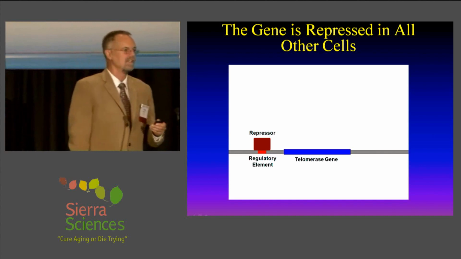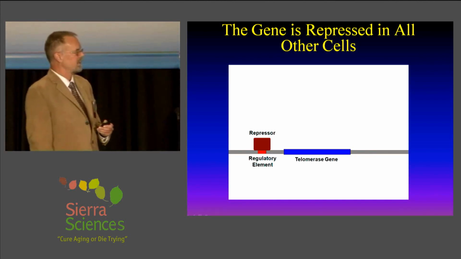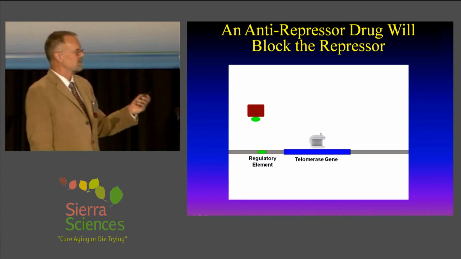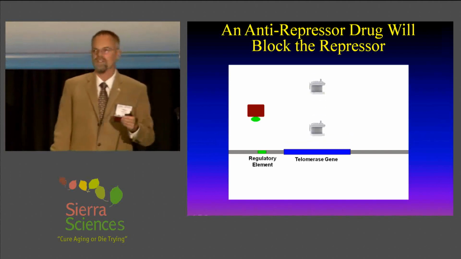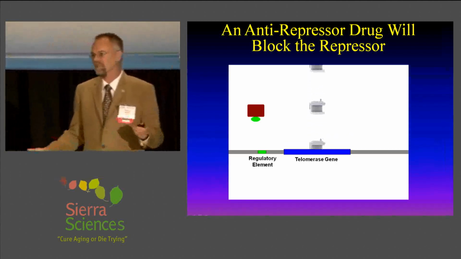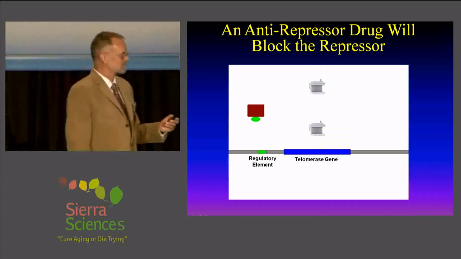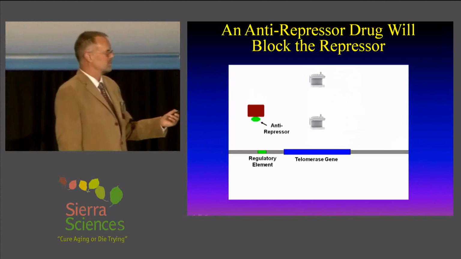It shuts it off. And what we want to do at my company is find a drug that will bind to that repressor, dislodge it from the regulatory element, and turn the gene on. If you decide later that you don't want the gene turned on anymore, you can quit taking the drug, and the repressor will go back and shut the gene off again. And we're calling that an anti-repressor.